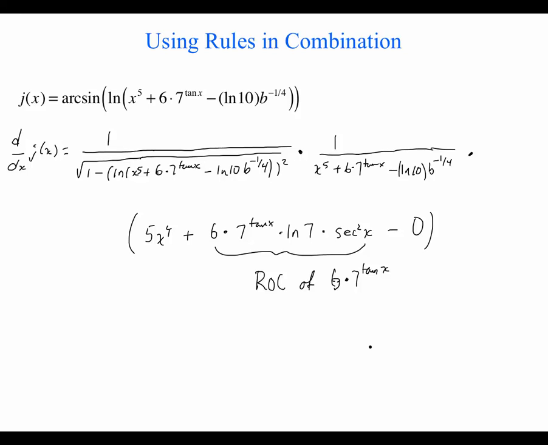Other questions? Yes. So this rate of change is with respect to x. We think about how the output of j is changing as x changes. So as x changes, what does this thing do? It stays the same. X changing doesn't change ln of 10 b to the negative 1/4. So in essence, that thing is just a constant.